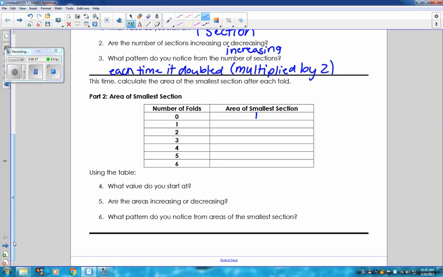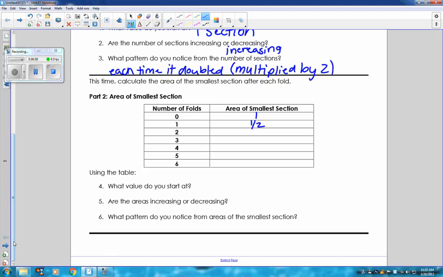But I take my paper and I fold it 1 time. Compared to the area I started off with, to folding it in half, how much of the area do I have left? Not 2. Half. Compared to the whole area I had to begin with, if I fold my paper in half, I have half of the area left.